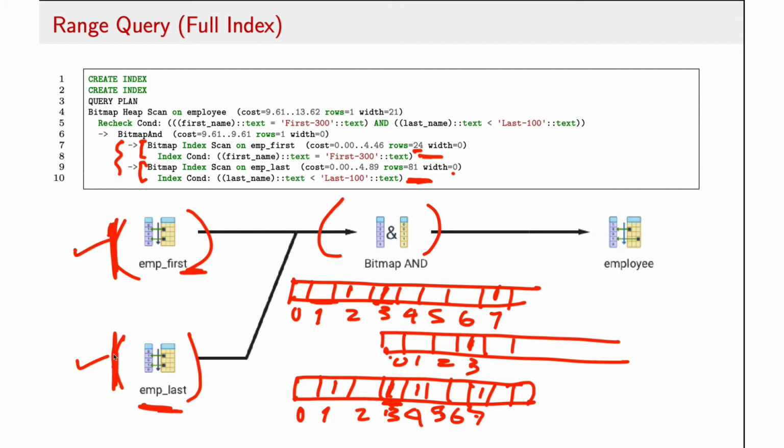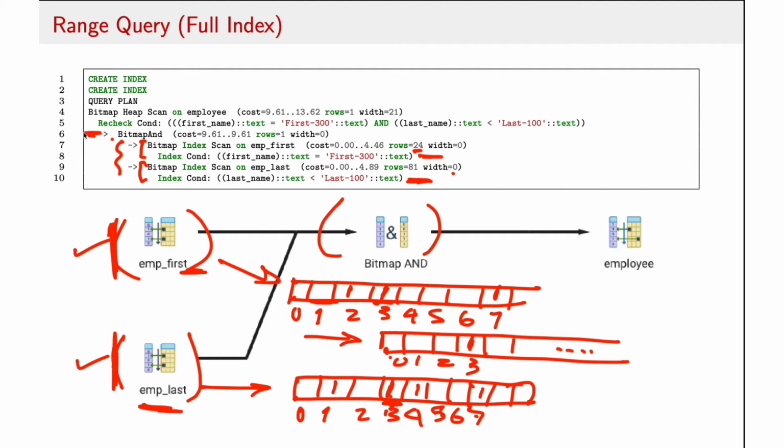So given that bitmap, I can go and look for that particular row in the underlying employee table and fetch that back as part of my result set. And that's going to continue through the entire bitmap. Any place there's a 1 in this bitmap and a 1 in this bitmap, there'll be a 1 here, and then we can just go through this bitmap and use that to fetch in the details of the underlying employee table. So that's where this bitmap AND node comes from.